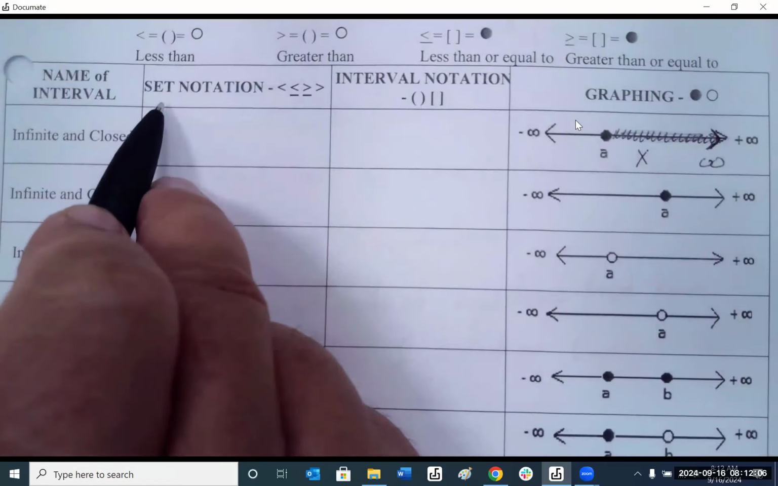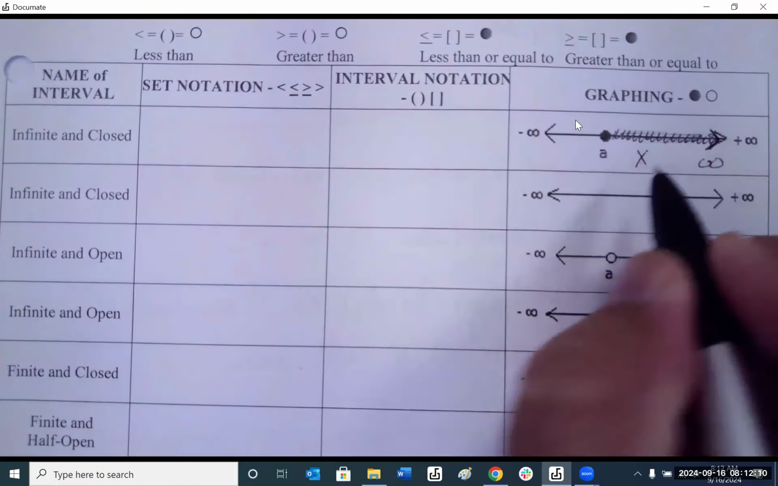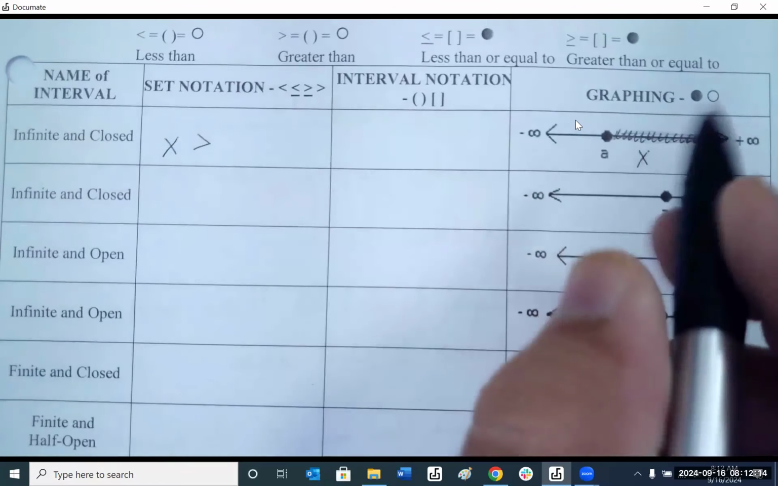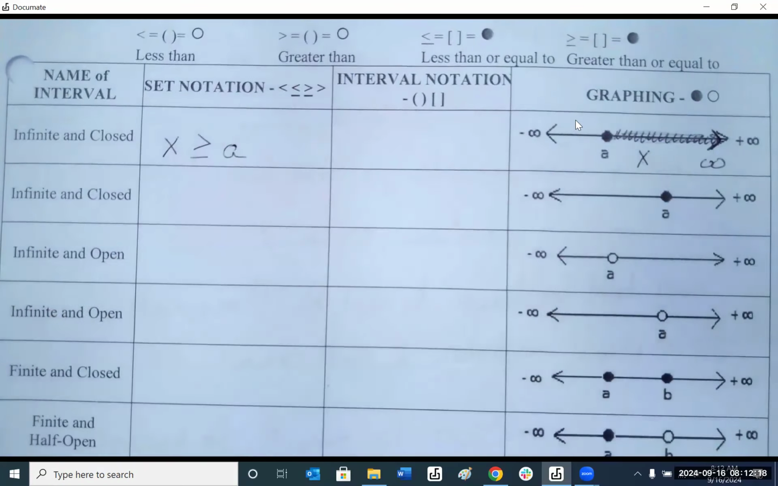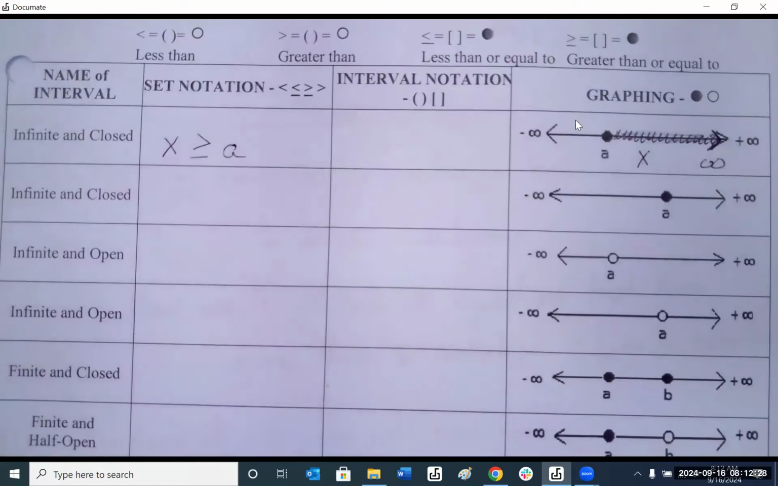The way it's written in set notation, we look at our x's. X is greater than, since it's a solid dot, or equal to A. We look where x is compared to the numbers. If it's to the right, it's greater. If it's to the left, it's less than.